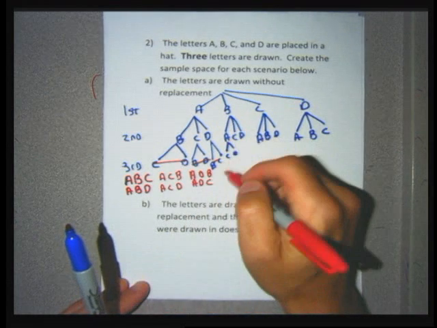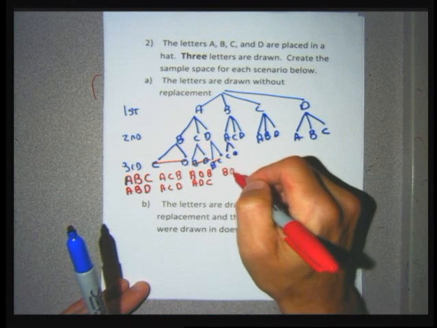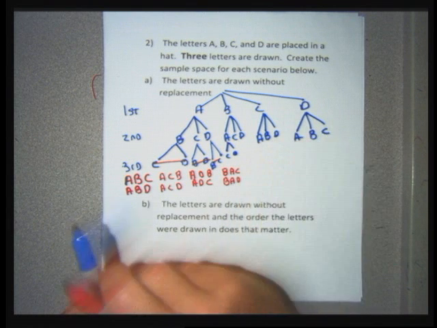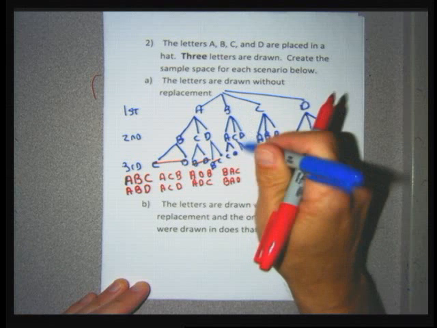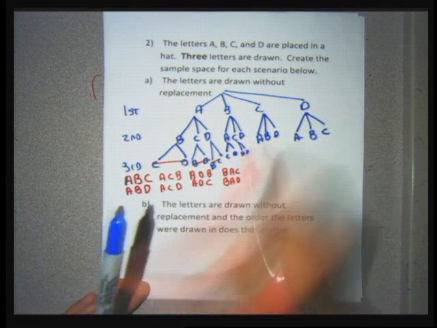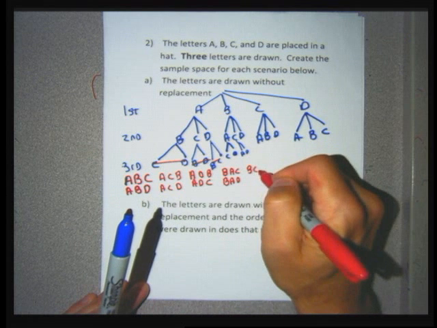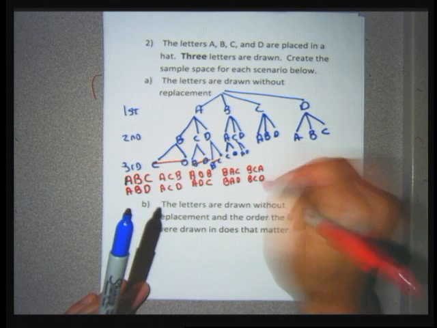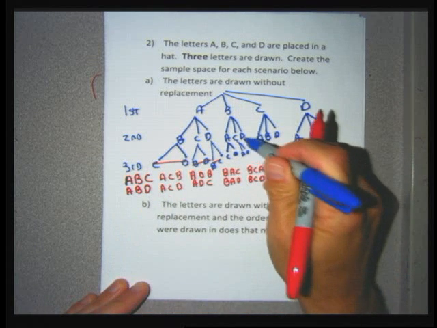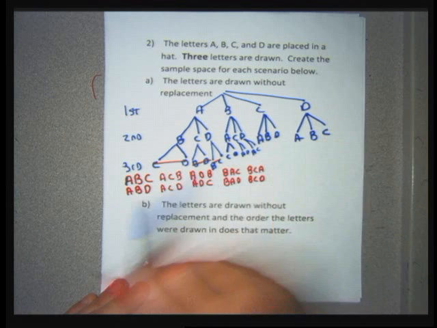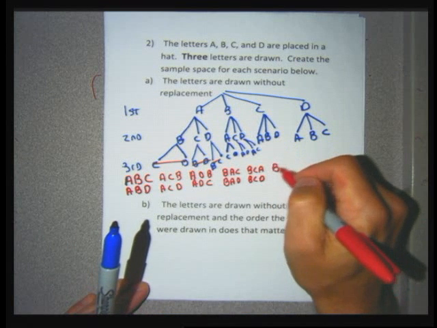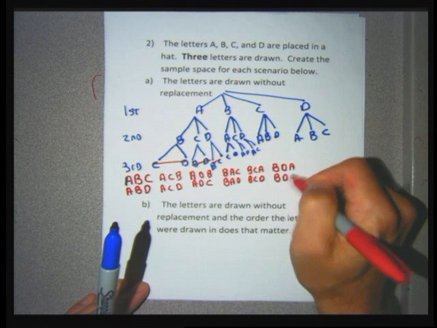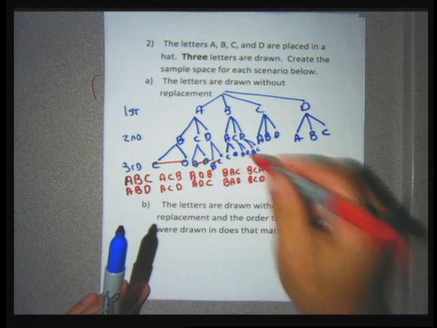So this line of the sample space would be a B first, an A second, and then a C, or a B, A, and a D. Now I'll do this, B, C, A, D. So a B first, a C second, and then an A, or a B first, a C second, and then a D. And then BD is going to be AC. So a B, a D, and an A, or a B, a D, and a C. Now I'm done with the B branch.